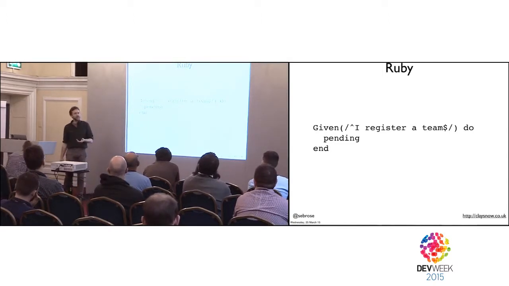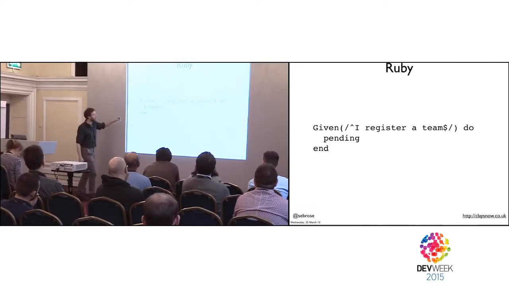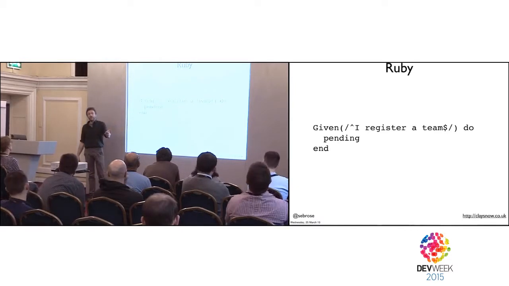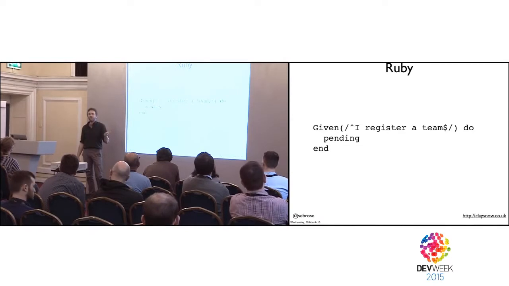There are other ways to indicate this in Cucumber, in Ruby Cucumber anyway, but essentially this is a special state. It's saying it's pending. I can tell Cucumber to treat that as a failure, but by default it treats it as, well, it broke, but it doesn't break the build.